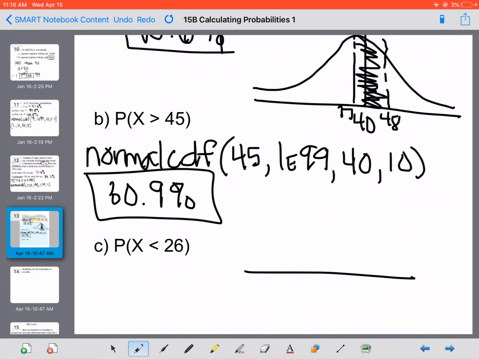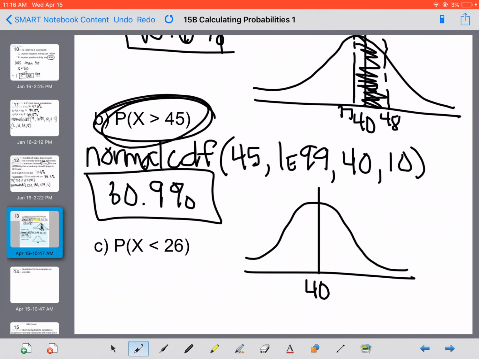And then again, graphing it, so here's my normal curve. Always put your mean in, which is 40. And then we're talking about greater than 45. So 45 is going to fall above 40. And then I'm talking about everything that's above that. So that shaded region is going to be what that 30.9% represents.